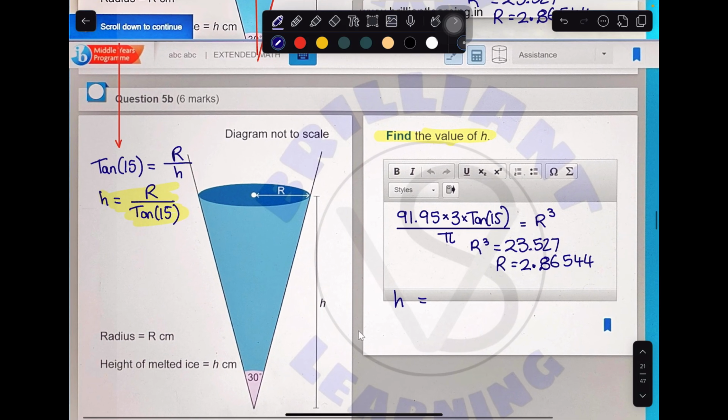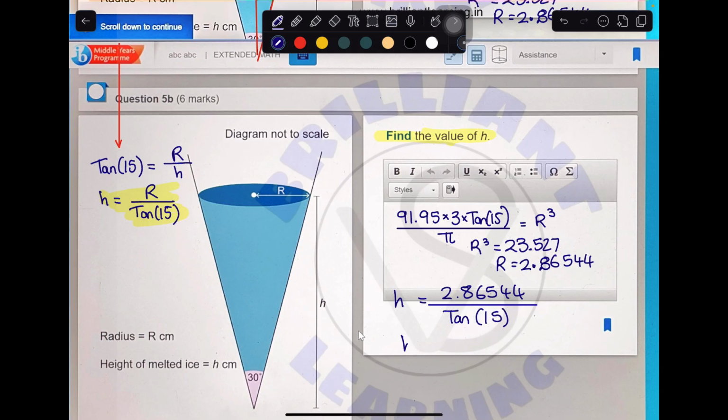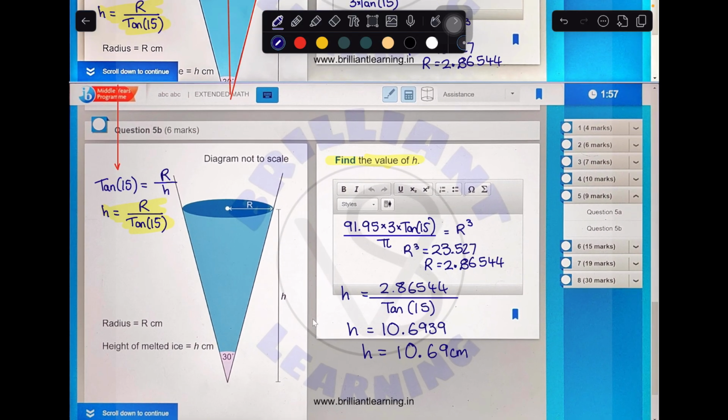2.86544 divided by tan 15. So h is equal to 10.6939. If we round that off, h is equal to 10.69 centimeters. And there we have it. That is a tough one.